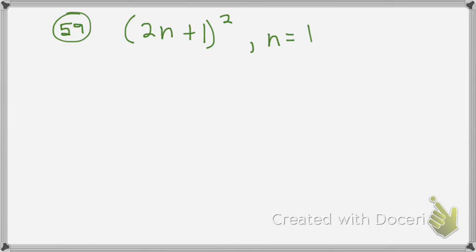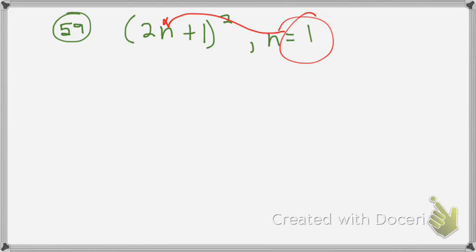So we're going to start with problem 59. If you've done the homework, you want to see how to do them, or if you just want to watch again. The problem is 2n plus 1 squared, and we're going to let n equal 1. Notice the language they use for n equals 1. All that means is we take this 1, plug it in for n.